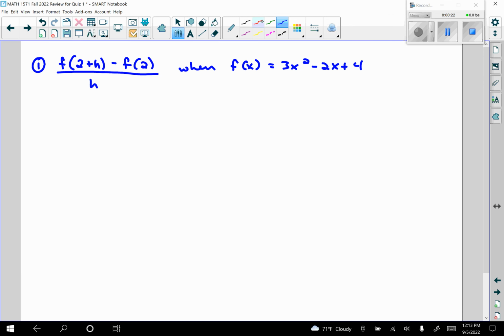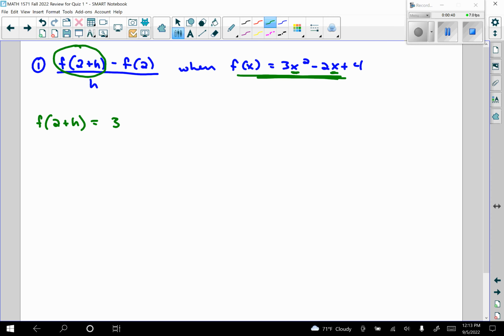So you could do this separately, which is what I showed in class. So the first thing I want to do is just take a look at the first part of the numerator. So off to the side, let's go ahead and evaluate this. So here's our function f of x. So wherever I see an x, I'm going to substitute in this quantity.